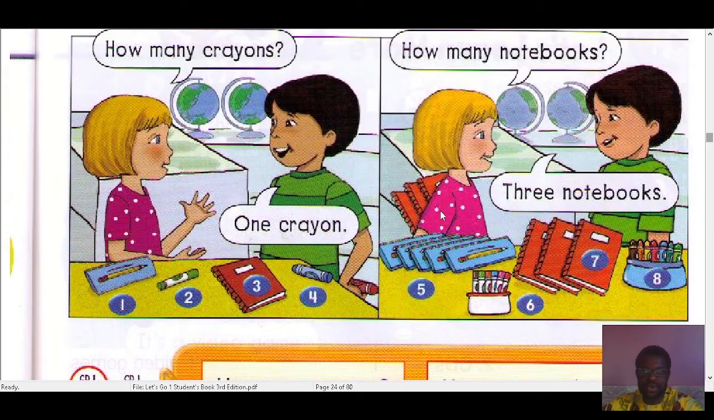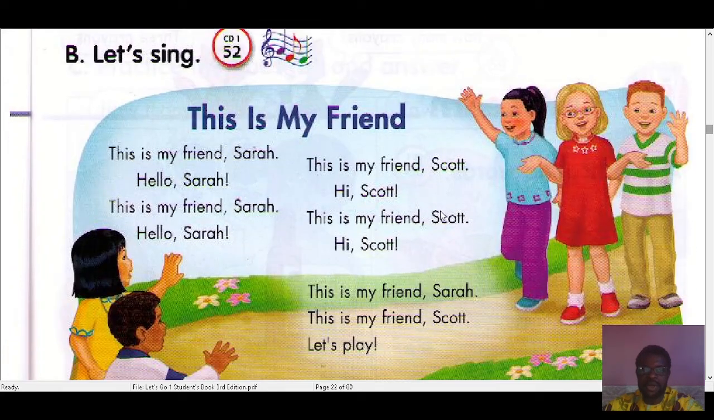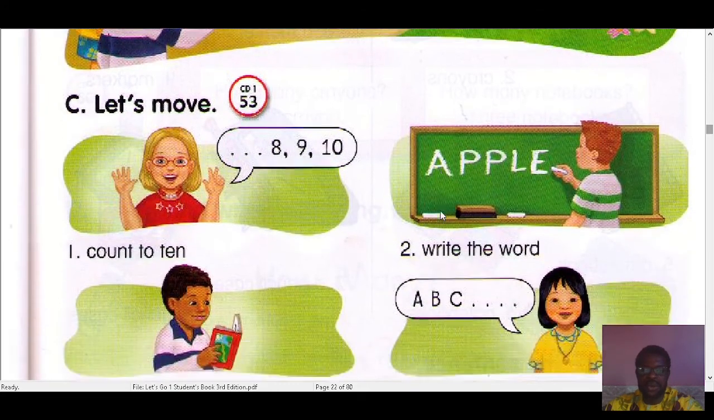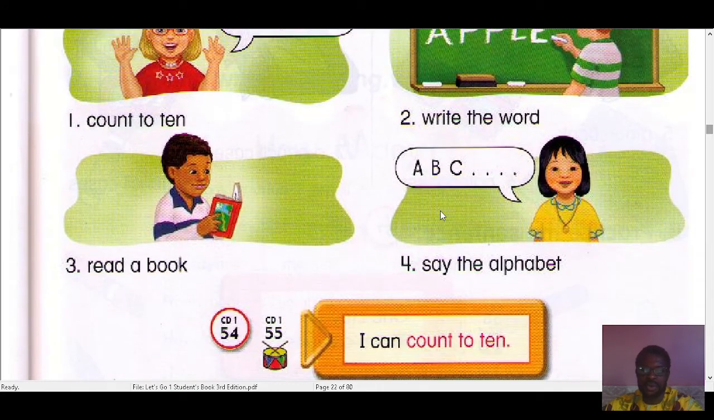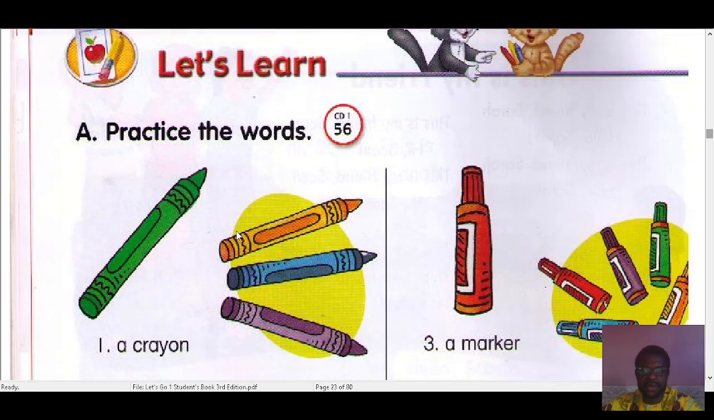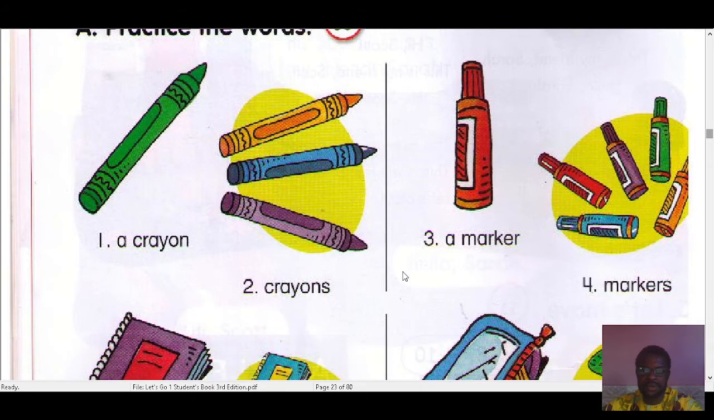And also we use articles. Article, you remember, we have a pen, a pencil, to talk about when something is one. We also used, as you can see here, read a book. Just one book. This "a book" goes to show that we're talking about singular. The same goes for a crayon, a marker.